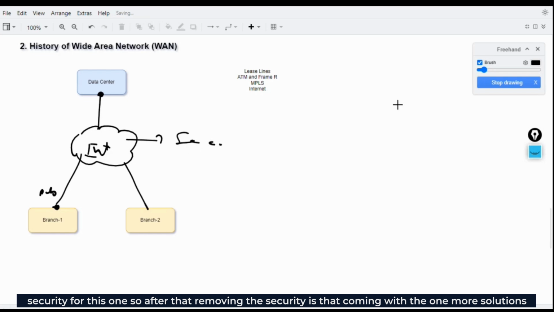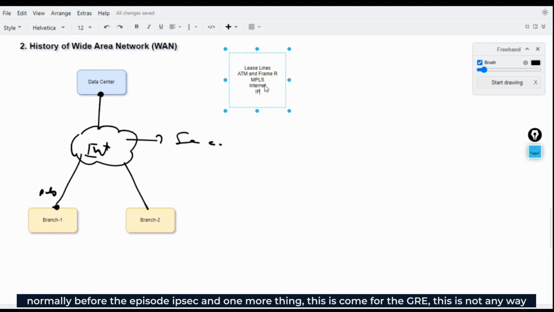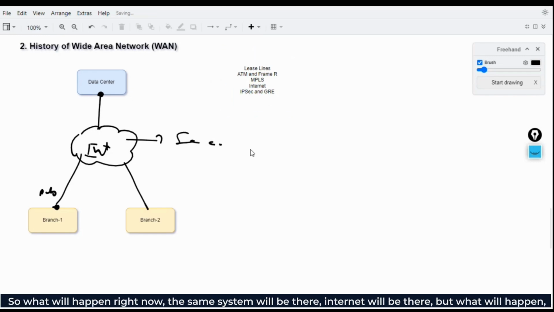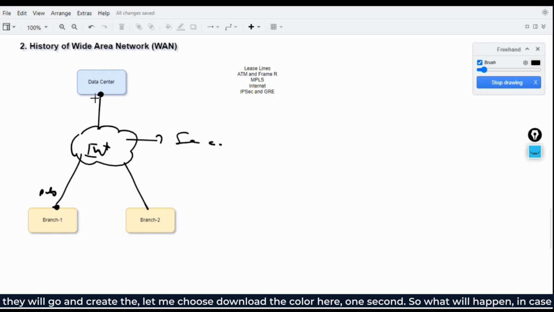To remove the security problem, they came up with one more solution, which we normally call IPsec, and one more thing, GRE. GRE is not related to security, but IPsec is related to security. The same system will be there, the internet will be there, but what will happen?